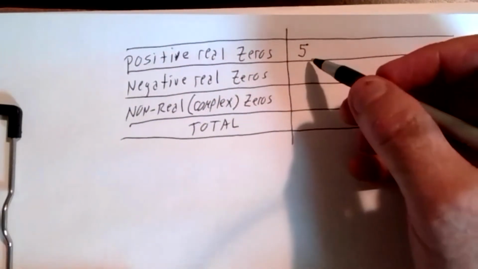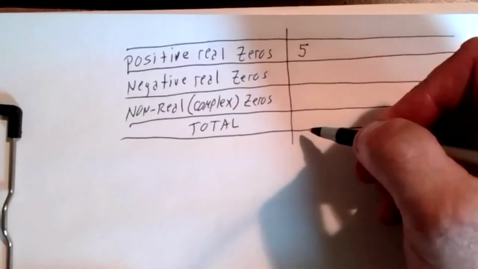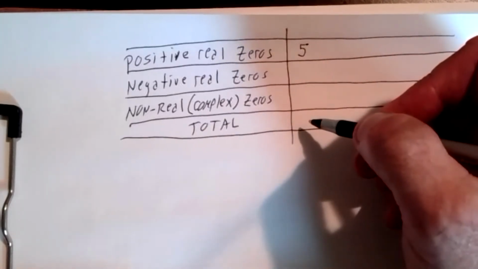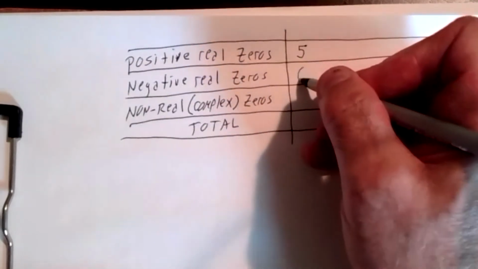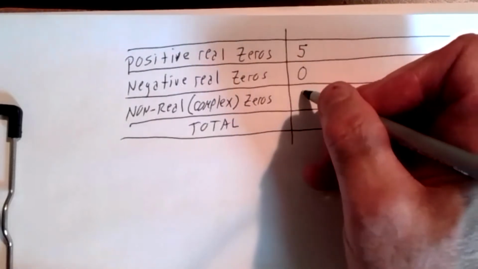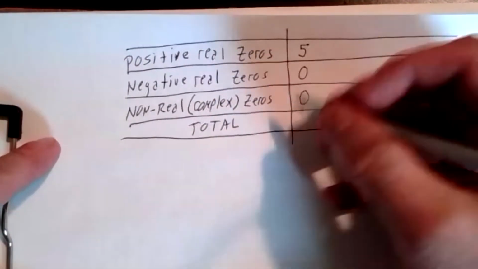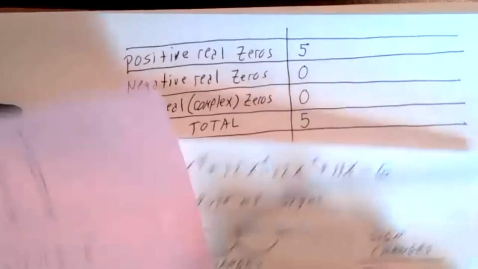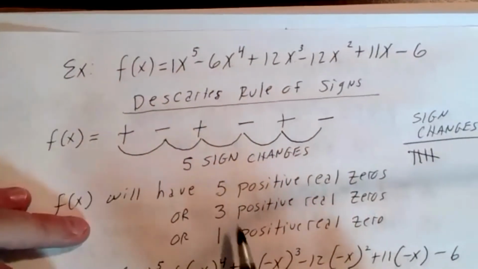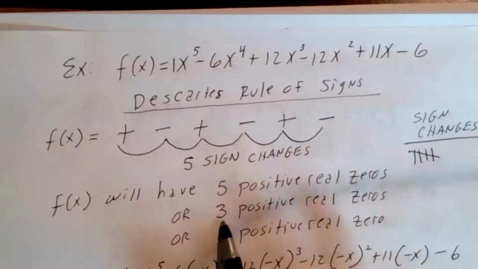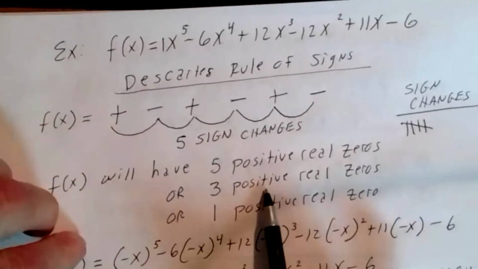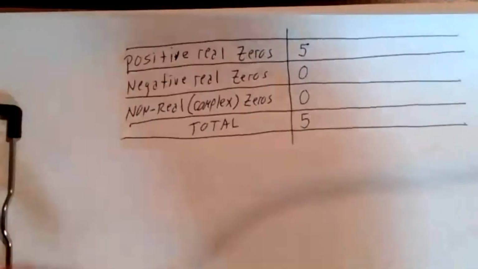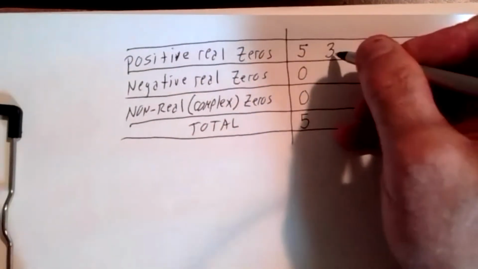But if we have 5 positive real zeros, that means all the zeros have been accounted for in this fifth degree polynomial function, which means that you could not have a negative real zero. You could not have any complex zeros. Notice the sum of these gives you the degree of the polynomial, 5 zeros. But ladies and gentlemen, Rene Descartes' rule of signs says that we could have, instead of 5 positive real zeros, 3 positive real zeros.